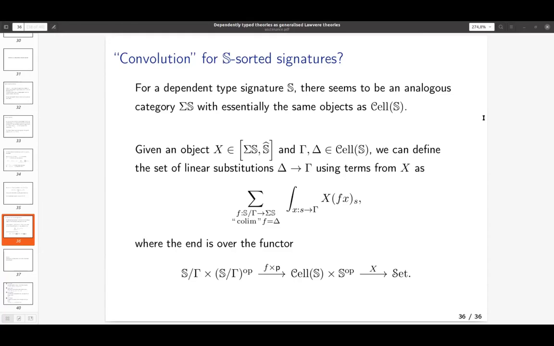But I do think that if you're talking about the essentially algebraic theory of, let's say, contextual categories, maybe it is an essentially algebraic theory that can be defined as a type theory in this sense. I'm not sure how to think about it, but maybe it is. Thank you.